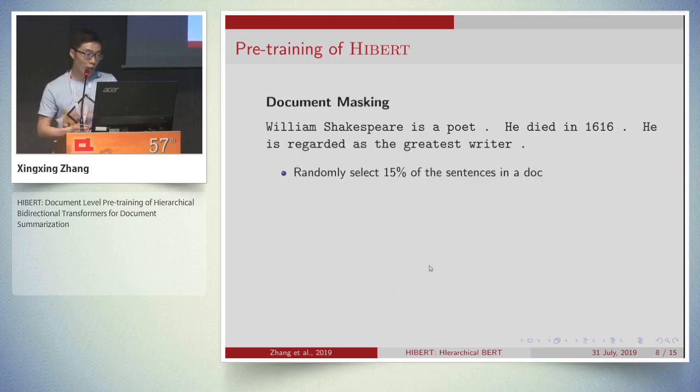Now I'm going to give you some details of how we do the document masking. For example, we have a document: William Shakespeare is a poet. He died in 1616. He's regarded as the greatest writer. Firstly, we randomly select 50% of the sentences in this document. For example, the second sentence is selected.